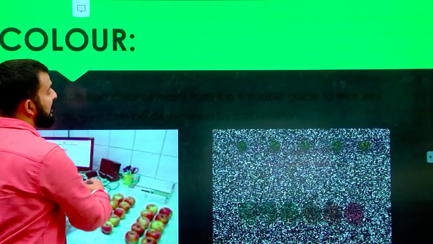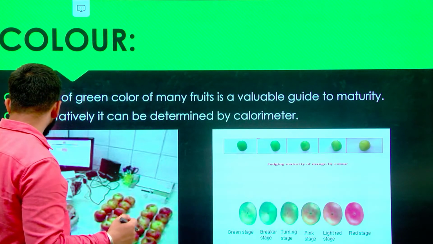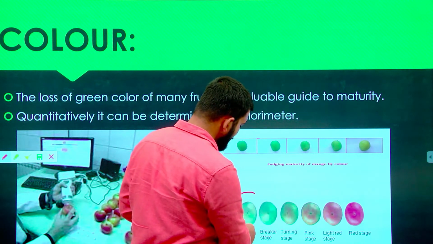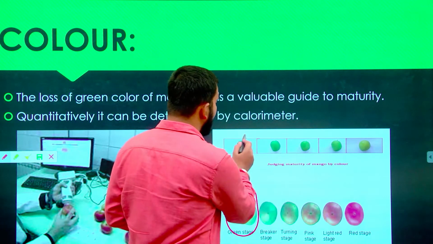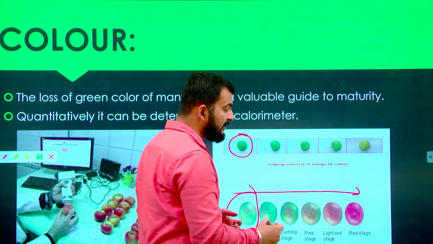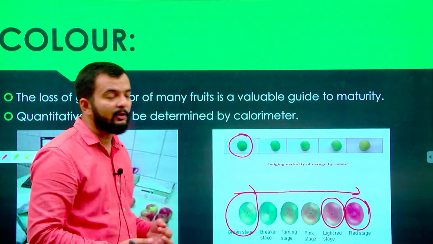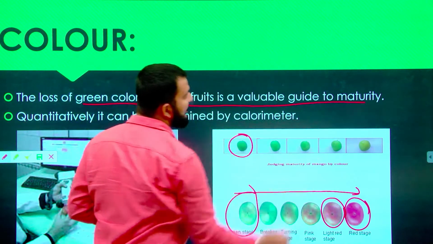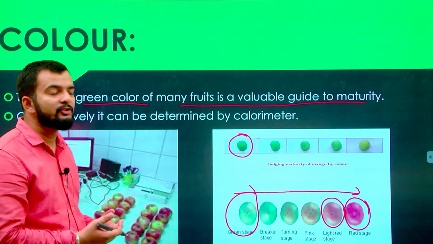Then we see color. We can identify, or even measure, the color of the fruit to decide if it is mature enough or not. This is in the green stage. When it is green, it is usually interpreted as unripe. As the green color degrades or disappears and other pigment dominates, this usually happens during ripening. The loss of green color of many fruits is a valuable guide to the maturity. As the green color disappears, the fruit starts to mature, and the ripening begins.